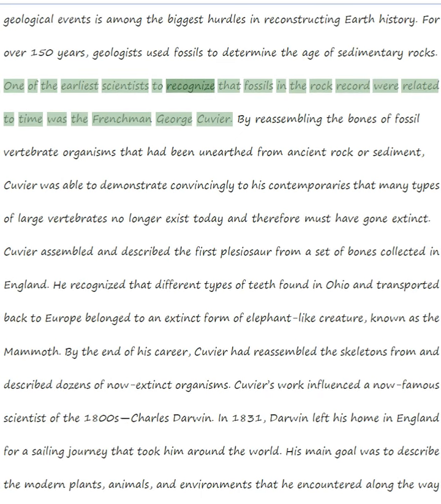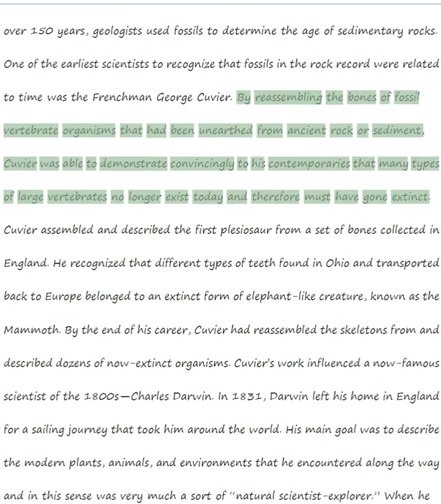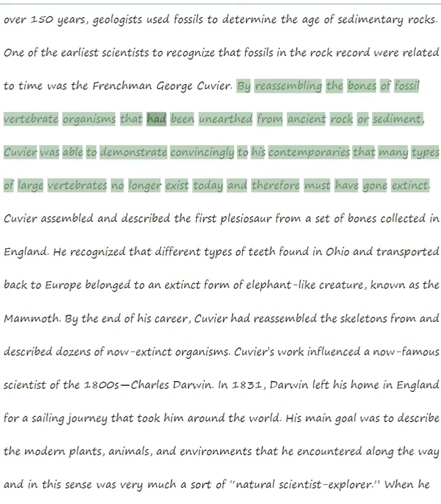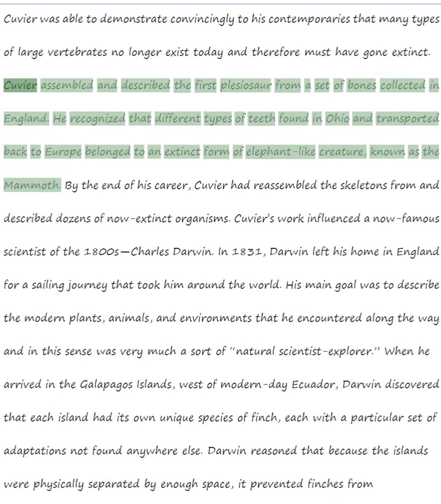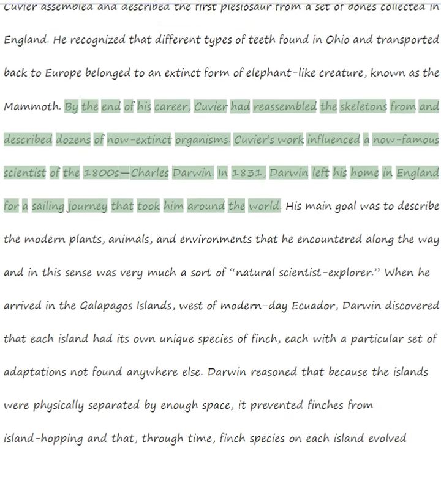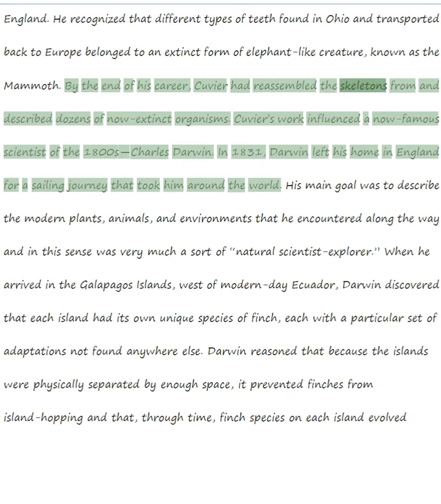One of the earliest scientists to recognize that fossils in the rock record were related to time was the Frenchman Georges Cuvier. By reassembling the bones of fossil vertebrate organisms that had been unearthed from ancient rock or sediment, Cuvier was able to demonstrate convincingly to his contemporaries that many types of large vertebrates no longer exist today and therefore must have gone extinct. Cuvier assembled and described the first plesiosaur from a set of bones collected in England. He recognized that different types of teeth found in Ohio and transported back to Europe belonged to an extinct form of elephant-like creature, known as the mammoth. By the end of his career, Cuvier had reassembled the skeletons from and described dozens of now extinct organisms.